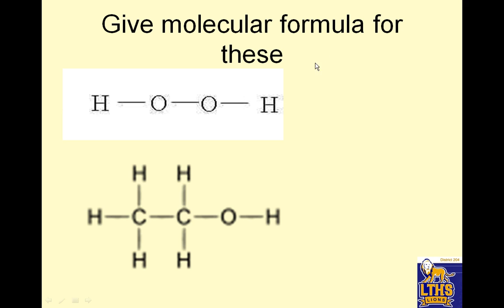Well, how do you get a molecular formula? You count. 2 H's, 2 O's: hydrogen peroxide. 2 C's, 6 H's, 1 O: that's ethanol. Structural, molecular, structural, molecular.